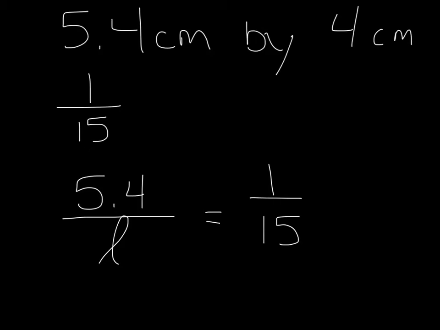Guess what we're going to do now? Cross multiply is exactly correct. So we're going to cross multiply, and we're going to do 5.4 times 15 and L times 1. So when we do that, we get L equals 5.4 times 15, which is 81 centimeters. So we have now found the actual length of the painting. It's as simple as that.